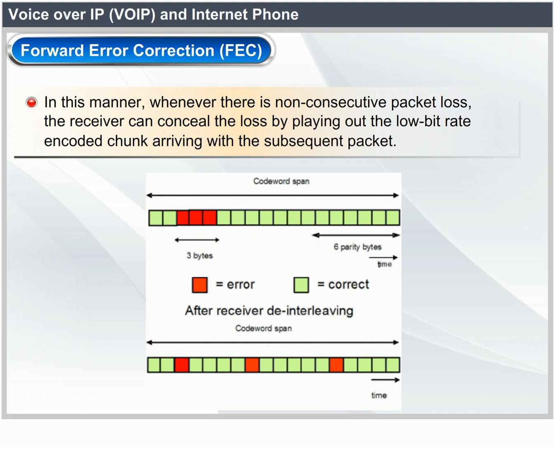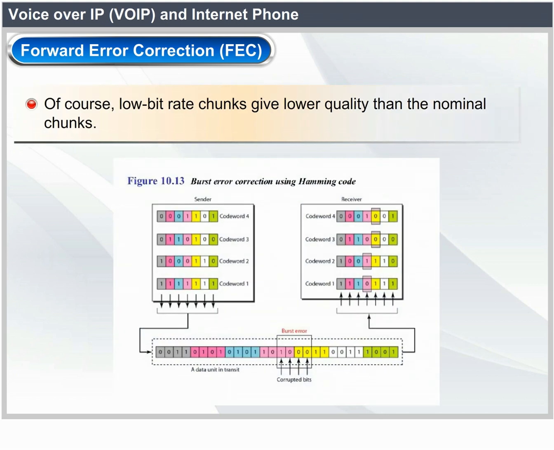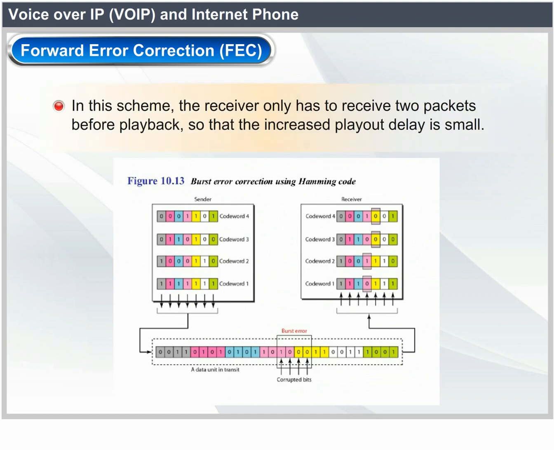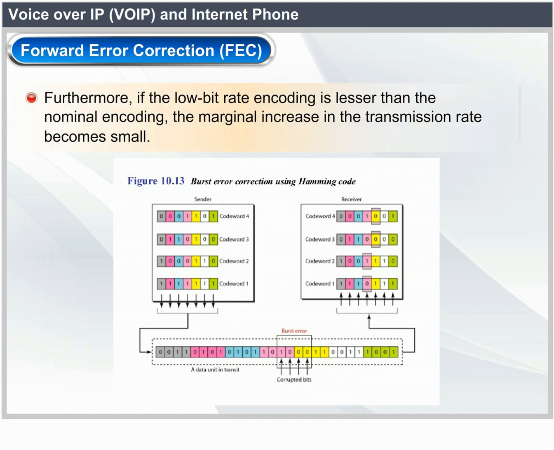Of course, low-bitrate chunks give lower quality than the nominal chunks. However, a stream of mostly high-quality chunks, occasional low-quality chunks, and no missing chunks gives good overall audio quality. In this scheme, the receiver only has to receive 2 packets before playback, so the increased playout delay is small. Furthermore, if the low-bitrate encoding is much less than the nominal encoding, then the marginal increase in the transmission rate will be small.